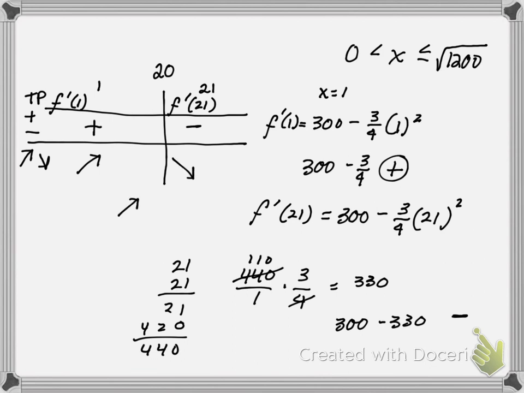So if I put the increasing and decreasing together, we know we have a max, and we can conclude that x equals 20. So let's write that down. I know the dimensions of my length and my width. The length, which is x, equals 20, and remember, we were in centimeters. And the width, which is also x, also equals 20.